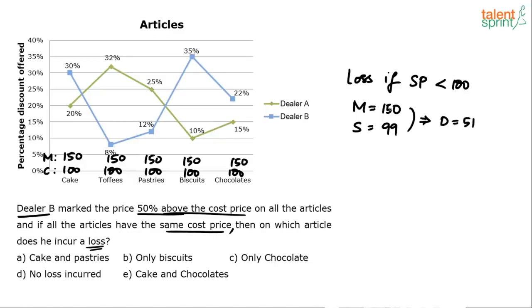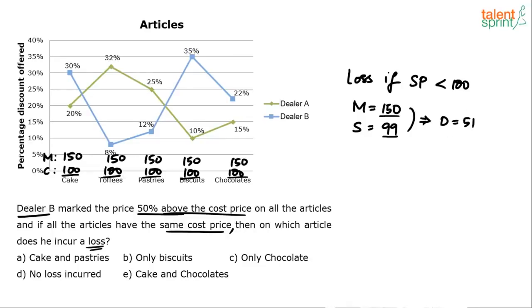Yes or no? Marked price is 150. Only when the selling price becomes 99 or less than 99, meaning less than 100, then he is making a loss, because cost price is 100. If the selling price is more than 100, then it won't be a loss. If the selling price is less than 100, that will be a loss. So meaning discount should be 51. Whenever the discount is more than or equal to 51, then it is a loss.